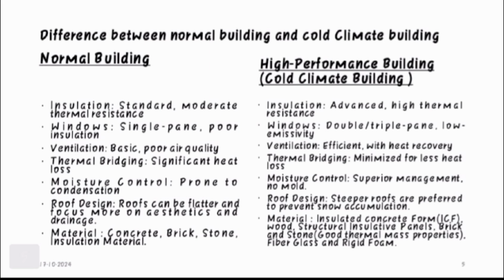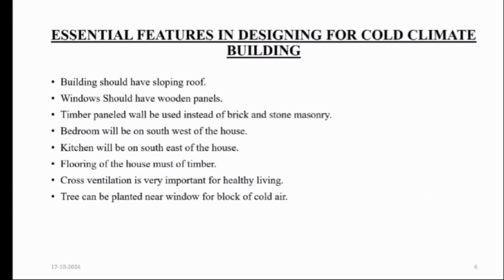Under the high performance building for cold climate, insulation is advanced with high thermal resistance, and double or triple glazed windows are used. Ventilation is efficient with heat recovery, minimizing the need for heating, and thermal bridging is superiorly managed, with better moisture control. Roof design is a steeper roof, preferred to prevent snow accumulation. Material is insulated structure, insulative panels, brick and stone, etc. Essential features in designing for cold climate building.